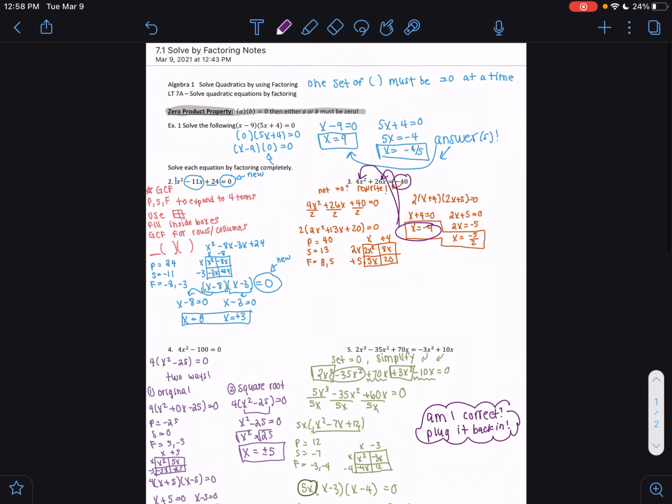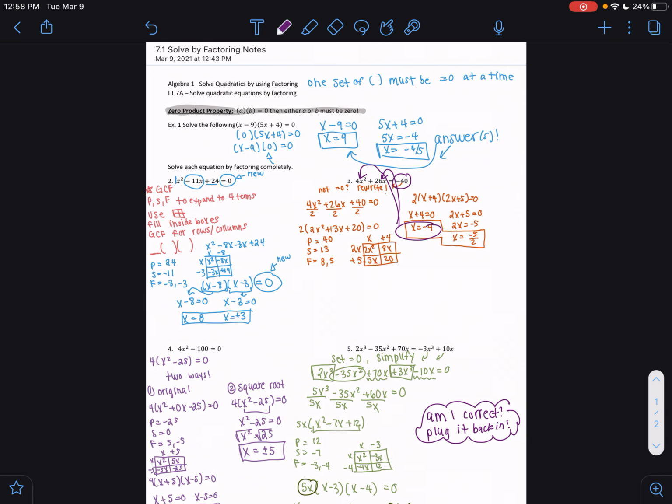All right, and that is all of our notes for this one, so we're just factoring, and then you just set it equal to 0. And the next section, we're going to learn about another way to factor.